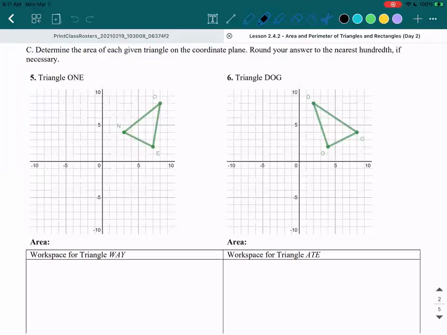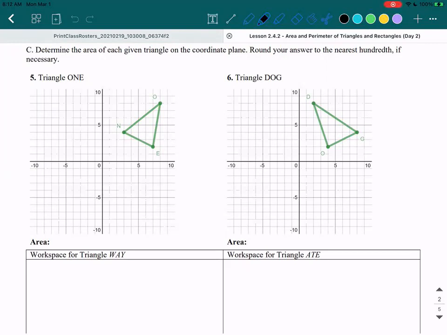All right, so for this last video, we're going to determine the area of each given triangle on the coordinate plane. Round your answer to the nearest hundredth if necessary. So let's take a look at triangle ONE. It is not as straightforward as the previous examples because this triangle is rotated a little bit. So there's no side that lies flat on the x-axis direction. So there's no flat horizontal line.